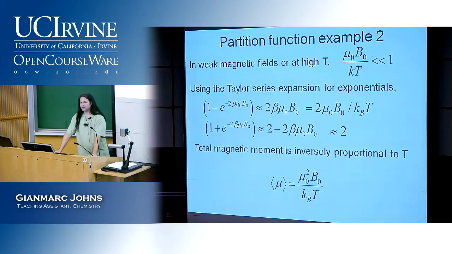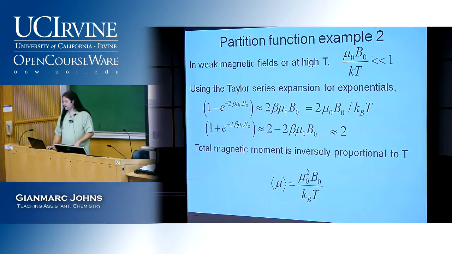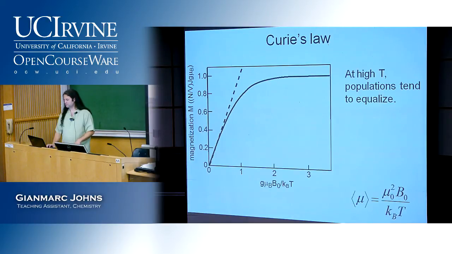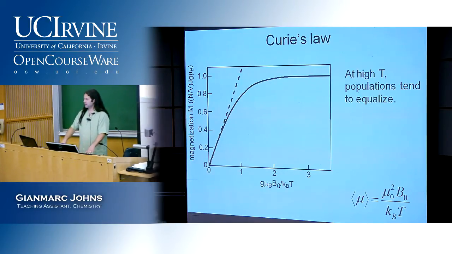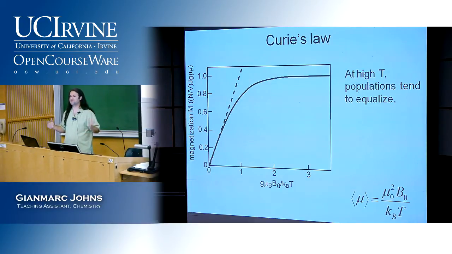So the expectation value for the magnetic moment for this particular substance in a weak field at high temperature is just mu naught squared b naught over kT, or times beta, however you want to say it. So this is known as Curie's law. Whoa. This is known as Curie's law, and here's a plot of it. And at high temperature, populations tend to equalize. And this kind of confirms what we were thinking about qualitatively, right? If temperature is just kicking these dipoles all over the place, and our magnetic field is too weak to try and keep them aligned, you're not going to see much of a net magnetic moment, right? So that's what we have here.